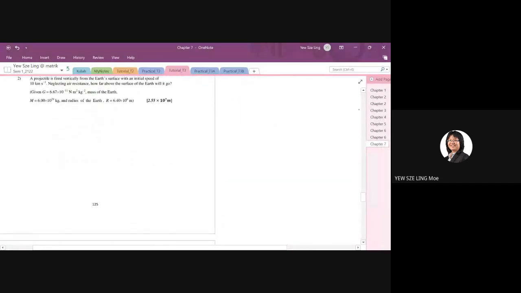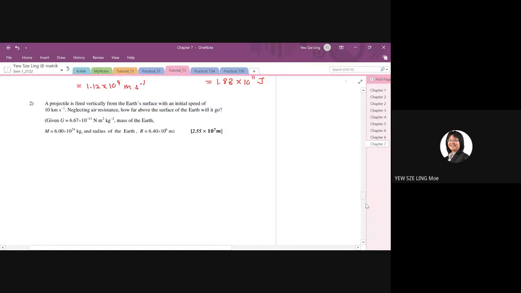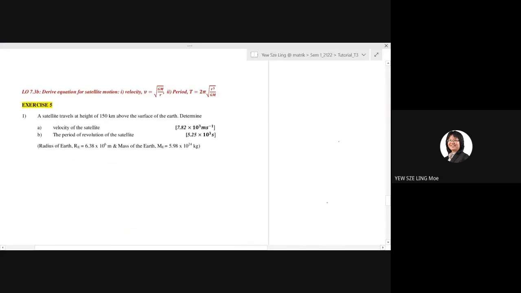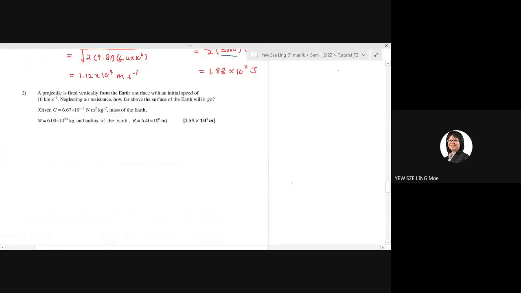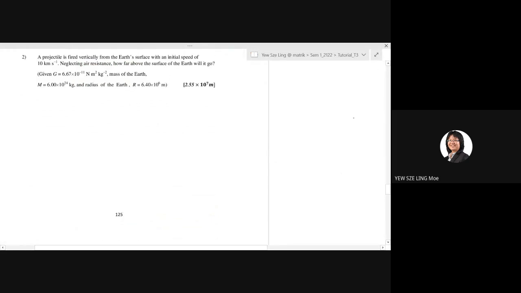Now let's look at question 2. Question 2 is slightly more complicated. A projectile is fired vertically from the Earth's surface with an initial speed of 10 km per second. Neglecting air resistance, how far above the surface of the Earth does it go?